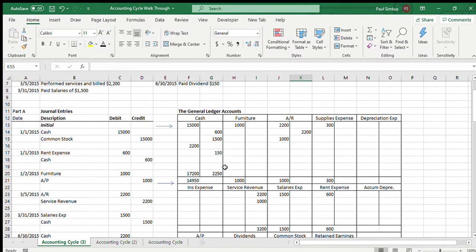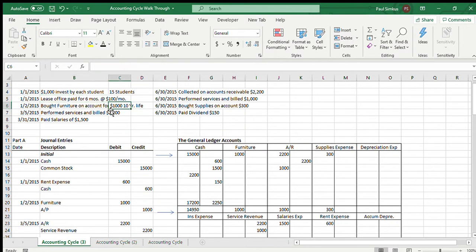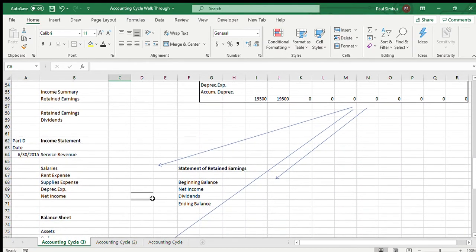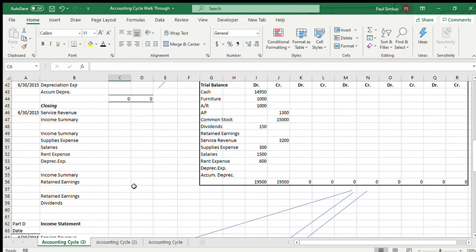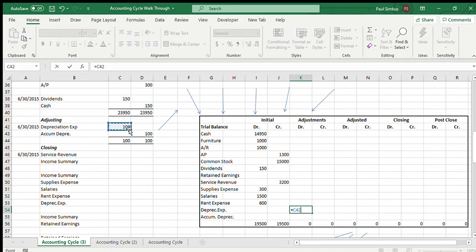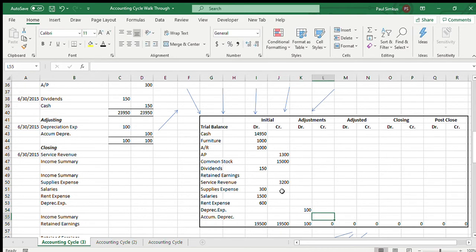So we had this $1,000 in furniture that has a 10-year life. With a 10-year life, that would be $100 of depreciation expense. So my adjusting entry is going to be 100 to depreciation expense and 100 to accumulated depreciation. So the only adjustments to my adjusted trial balance will be 100 to depreciation expense and a credit of 100 to accumulated depreciation. Okay, and that balances. That's a trial balance as well.